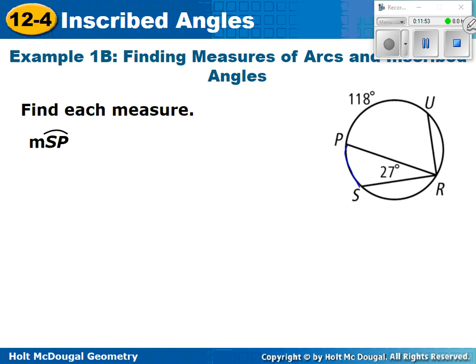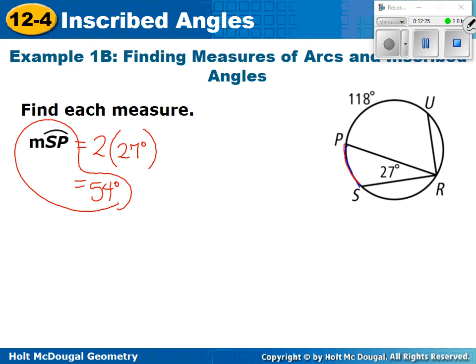SP. How do we know what direction to go from S to P? Shortest, because they use 2 letters, which makes it a minor arc. So we're looking for this arc here in blue, or now red, SP. So if the angle is half of the arc, what is the arc then compared to the angle? 2 times, twice as much. So the arc should be 2 times 27 degrees, which is 54. Don't forget your degree symbol. Also, don't forget to put those little M's in front of your arcs when you're giving me the measure of the arc, just like an angle.